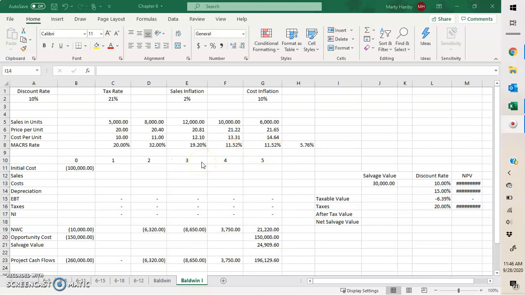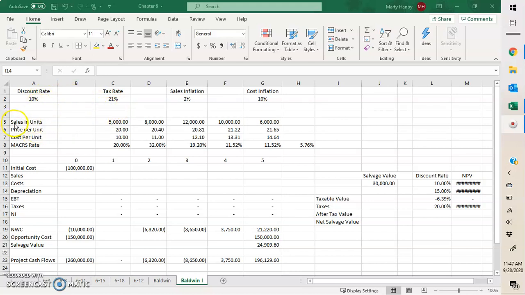Okay, I've set up the Baldwin Company example problem from the slides in a spreadsheet form. You can do this with every homework problem for this chapter. This Baldwin Company is actually more complex than any of your homework problems, so I figured it would be a good example.